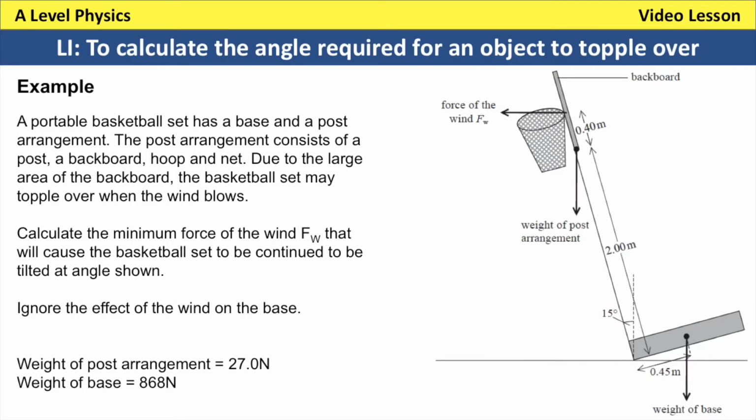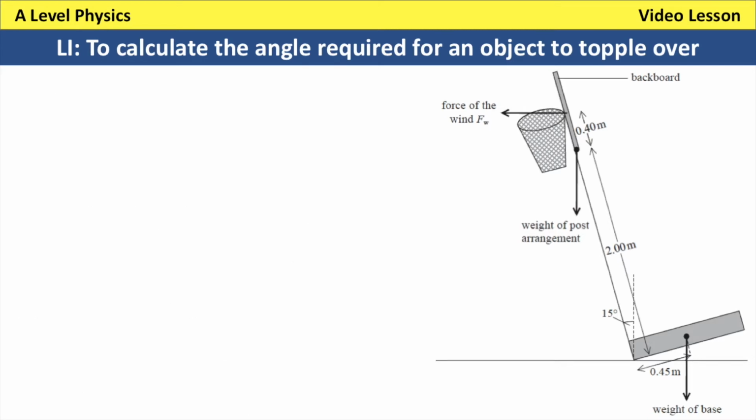The first thing to consider is going to be what moments are acting, and we'll start off by considering the clockwise moment, which is going to be caused in this case by the weight of the base. Now, the weight of the base is, we just said, 868 newtons, and we will be multiplying that by the distance to the pivot. But the distance to the pivot is not 0.45 meters. Instead, if we look at this situation here, we can see that the 0.45 meters is not actually at 90 degrees to the line of action of the weight, and so instead we need to work out the side of the triangle that is going to be perpendicular to the weight of the base.